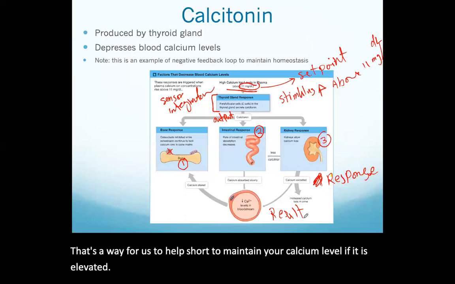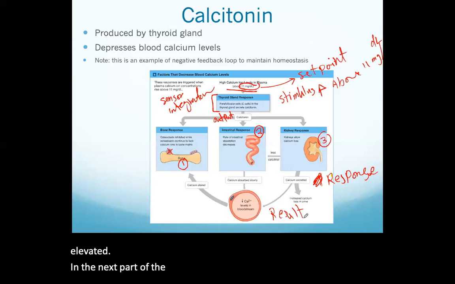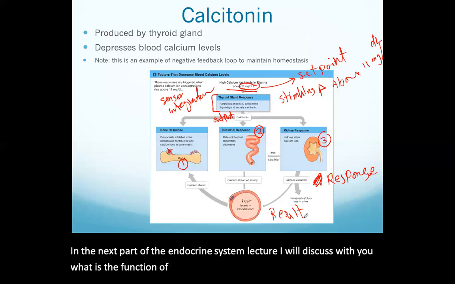In the next part of the endocrine system lecture, I will discuss with you the function of the parathyroid gland when there are low levels of calcium in the bloodstream.